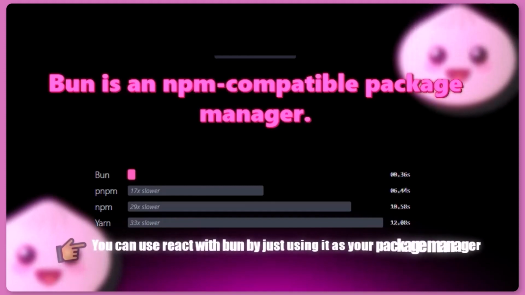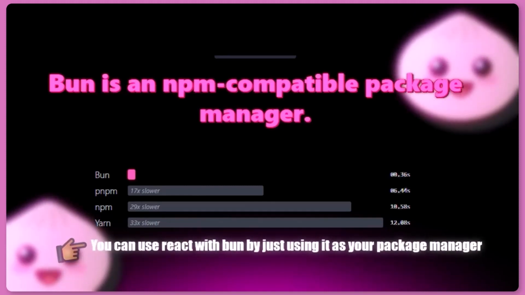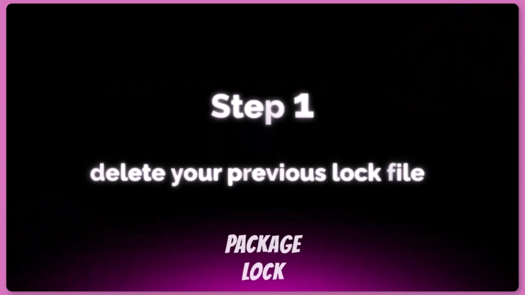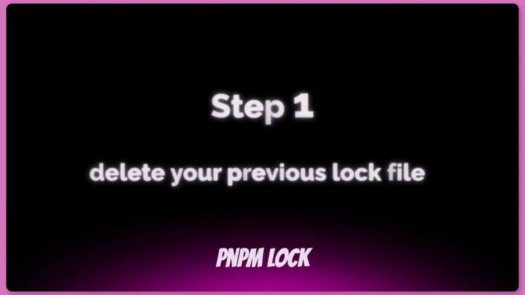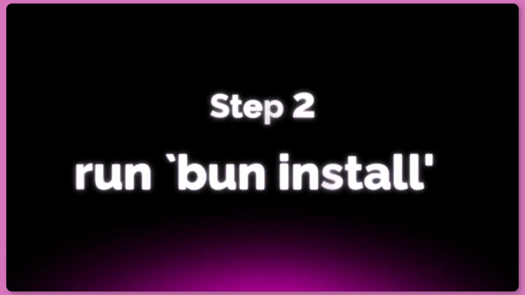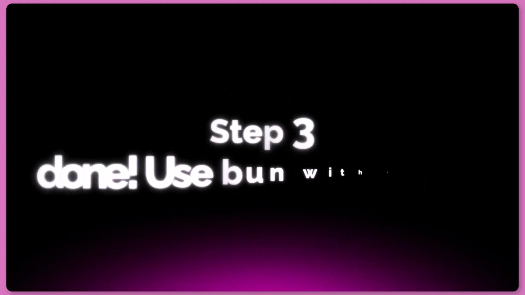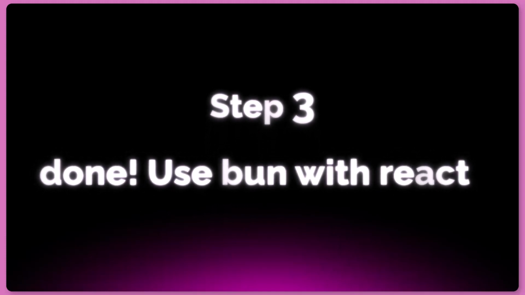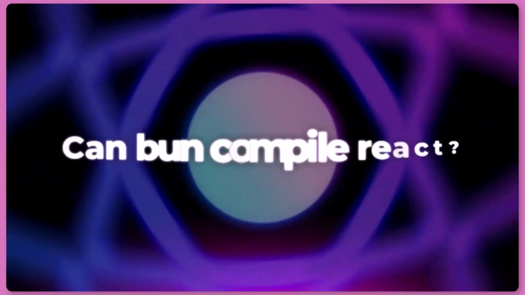If you just want to use Bun as your dependency manager, go to your current React project, delete your lock file, which would be a package lock, yarn lock, or PNPM lock, and simply run bun install. This will generate a new lockb file, and nothing else is needed. You can use bun with React. But now let's move on to compiling things.